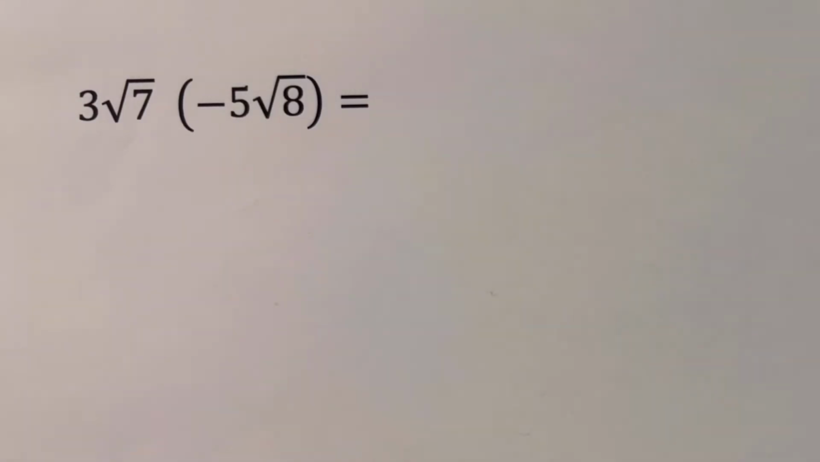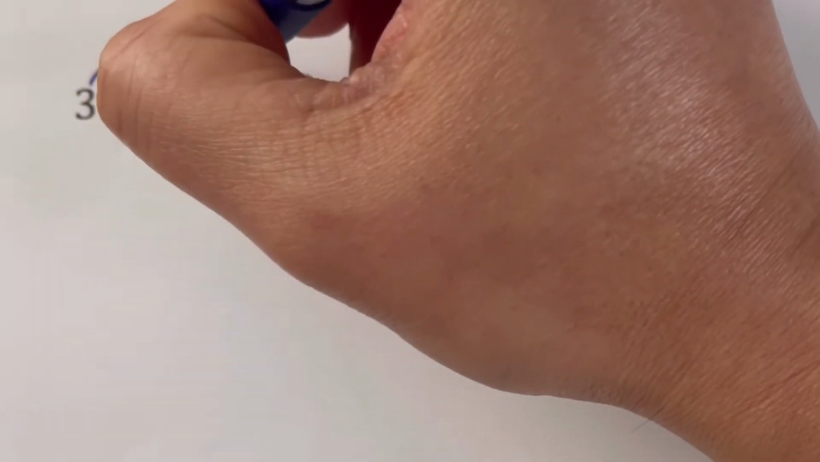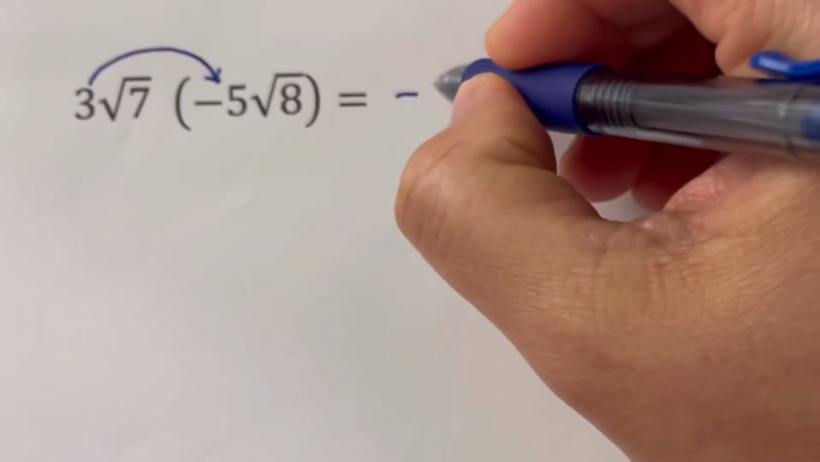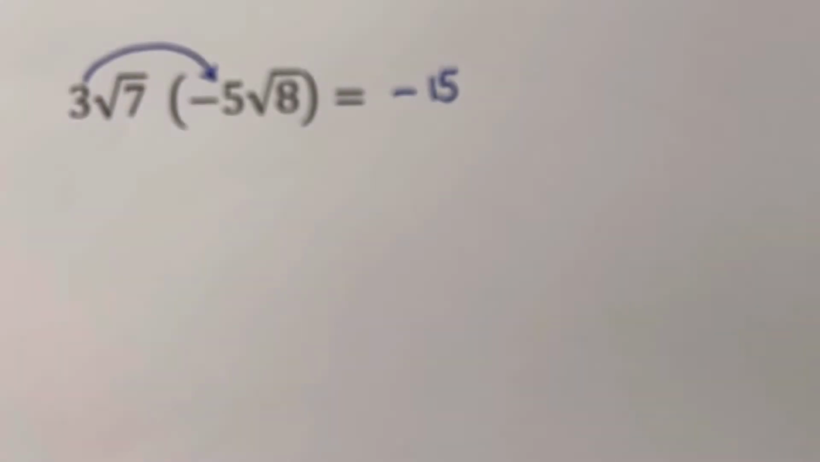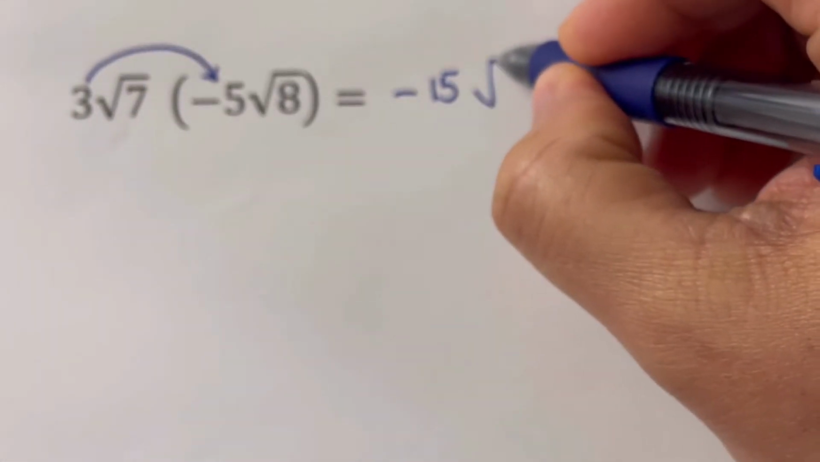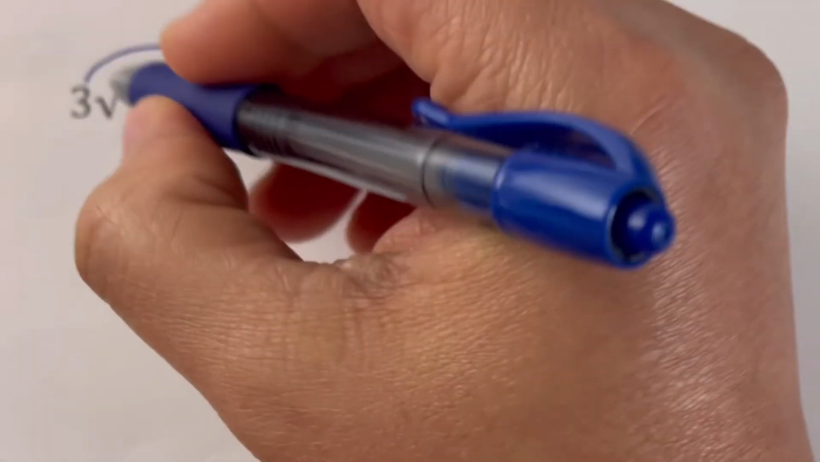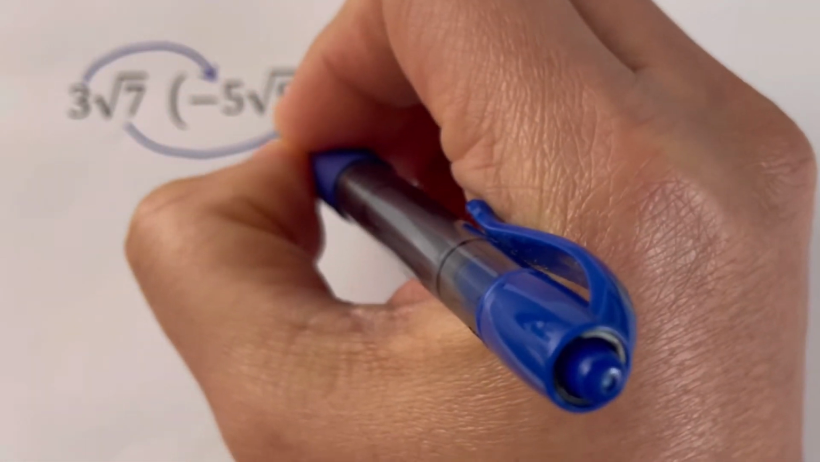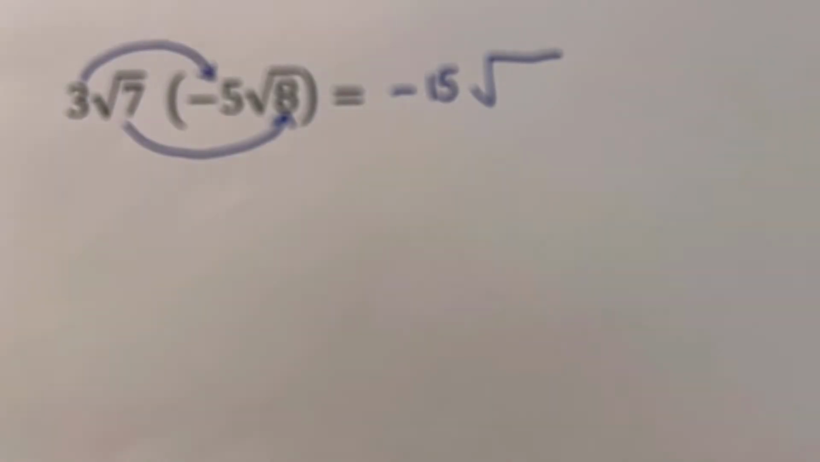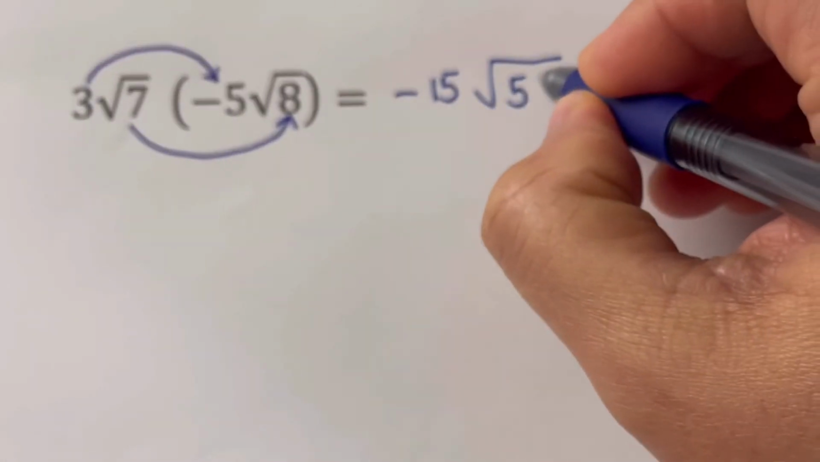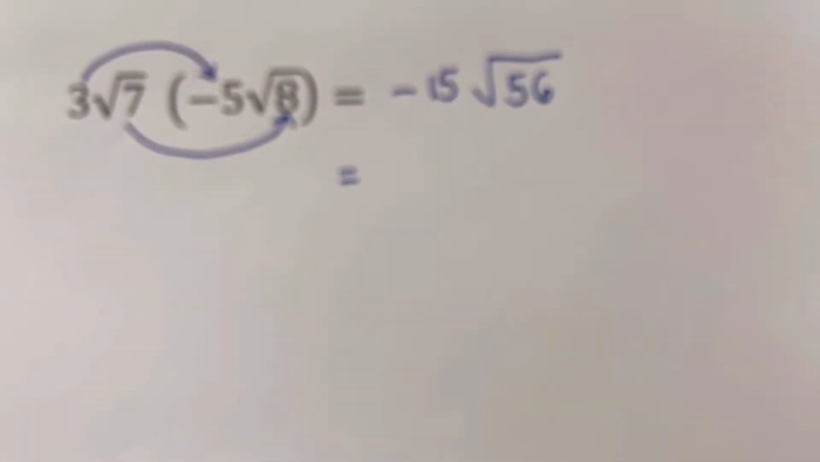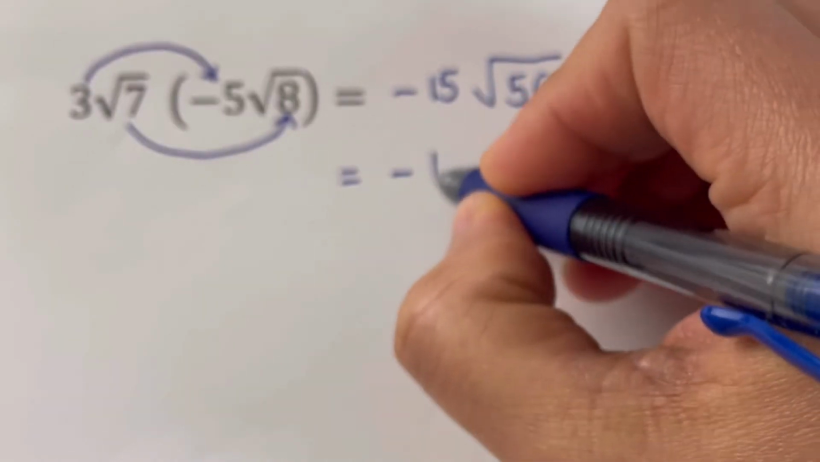So what we do when we multiply again is that we are supposed to multiply their coefficients. So that would be 5 times negative 3 is negative 15. And then we also multiply, we write the square root and we multiply whatever's inside this radical symbol, which is the radicand. So that would be 7 times 8 is 56. So that we can go ahead and simplify this further, that would be negative 15.